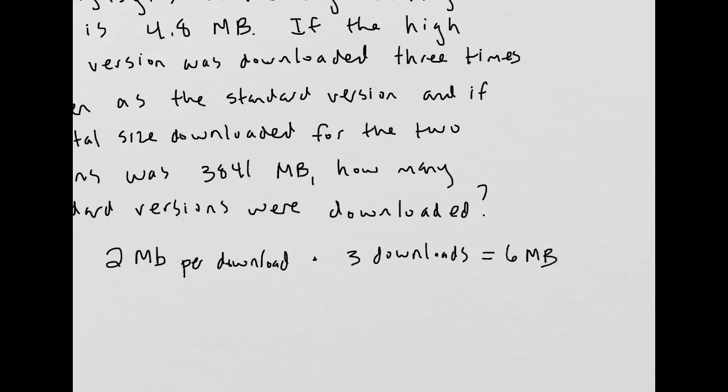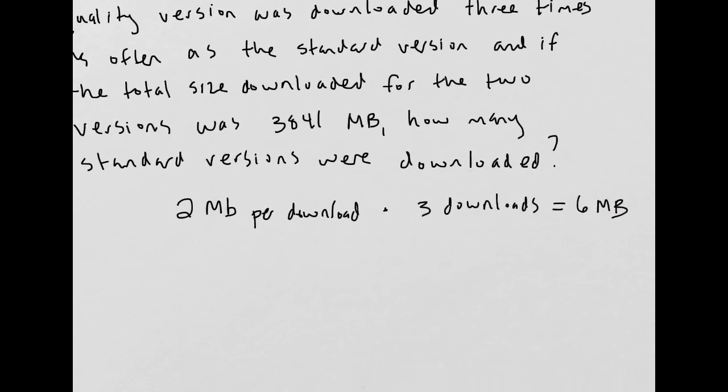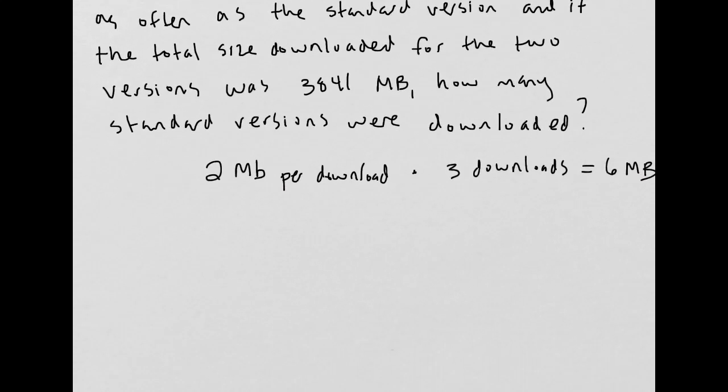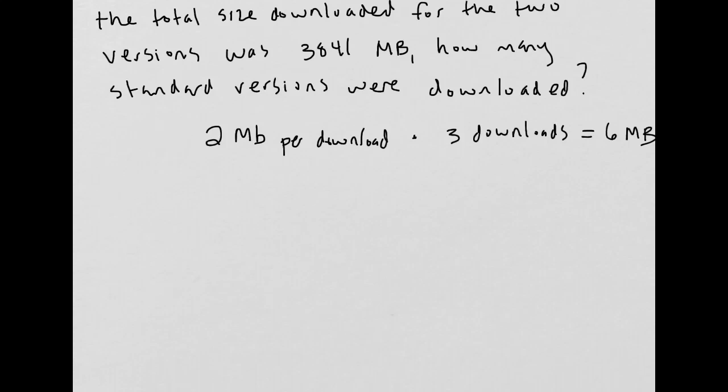So notice the relationship. If I take megabytes per download and I multiply that by the number of downloads, that's going to tell me how many megabytes I've used. So that's the formula or equation that we're going to be working off of. So it's going to be megabytes per download times the number of downloads equals the total number of megabytes.